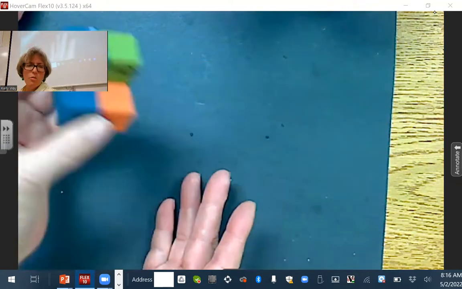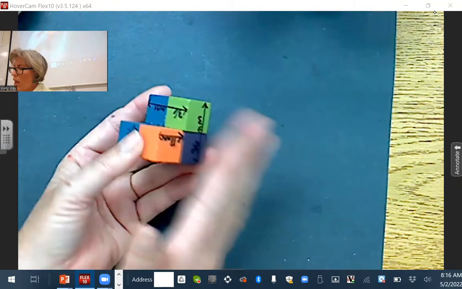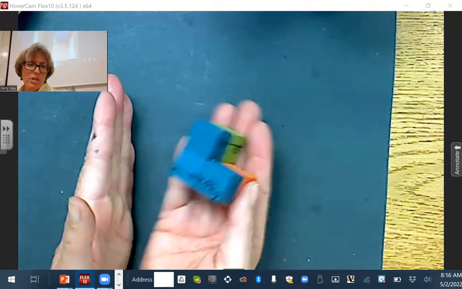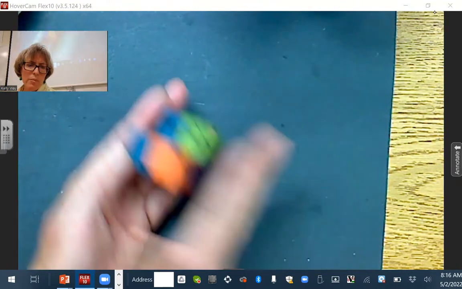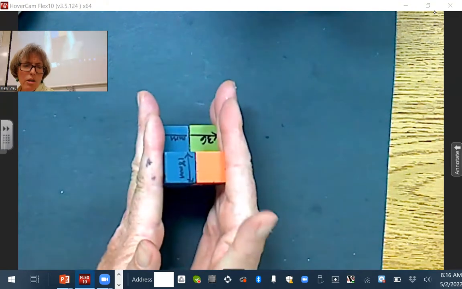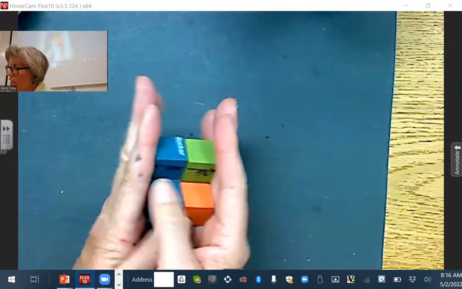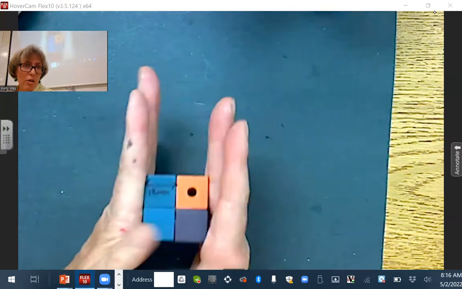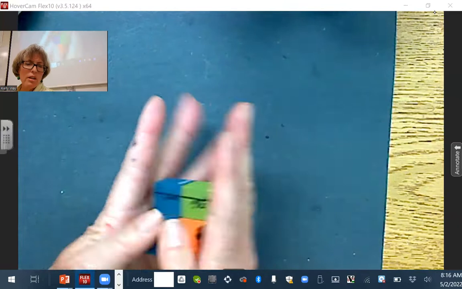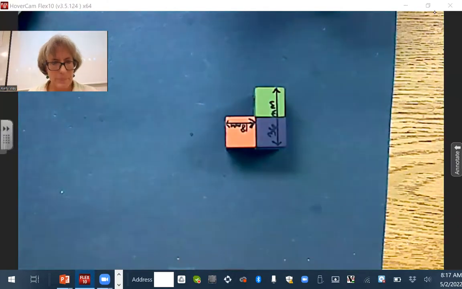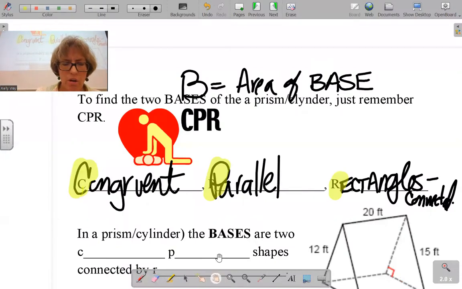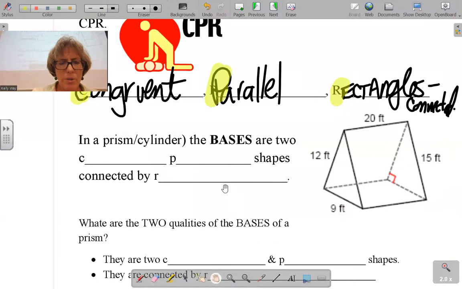So in this object, these two L's are the bases. Why are the L's the bases? One, they're congruent in shape. Two, they're parallel. And three, everything that connects them, see where my thumb is, is some form of a rectangle. Congruent, parallel, connected by a rectangle. So on that note, take a look at this prism here.